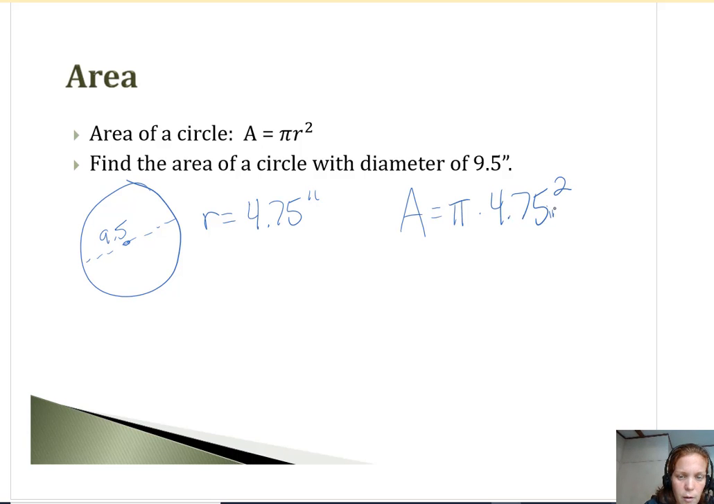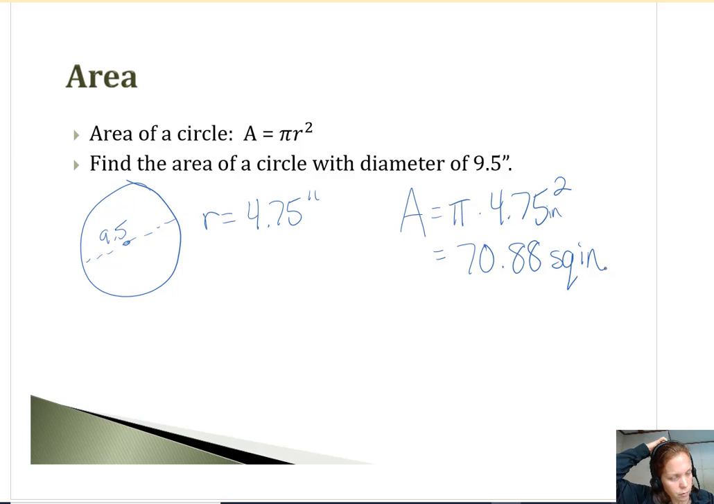So notice here, I'm squaring inches, so that's where I'm going to get my square unit. So pi times 4.75 squared is 70.88. So square inches, or inches squared. So that's to fill in that circle, 70.88 square inches.